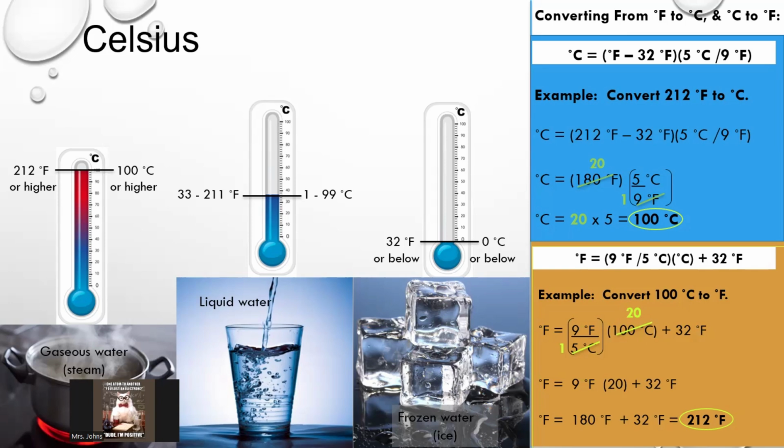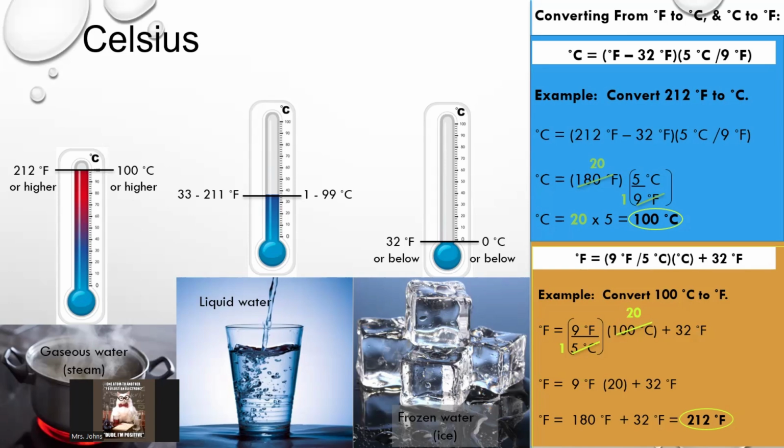So I've worked out examples over here using the formula. The formula is on the white bar, and we plug in to convert 212 degrees Fahrenheit to its Celsius temperature. Celsius is equal to, in parentheses, the degrees Fahrenheit minus 32 degrees Fahrenheit, and then multiply that by 5 degrees Celsius over 9 degrees Fahrenheit.